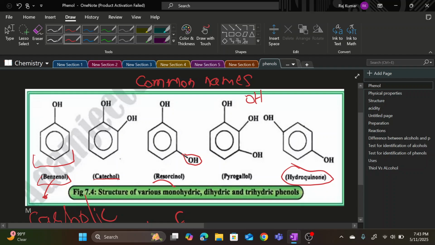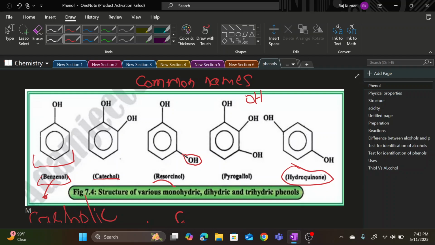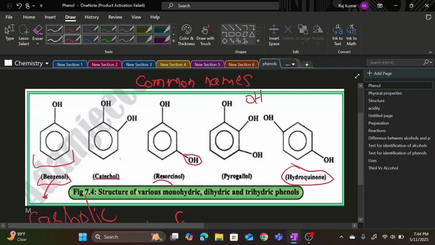Now, when it comes to trihydric phenol, there is one very famous example, which is known as pyrogallol. Pyrogallol has three hydroxyl groups, at the first position, second position and third position. OH groups are attached on the ortho and meta positions as well. So this is known as pyrogallol.